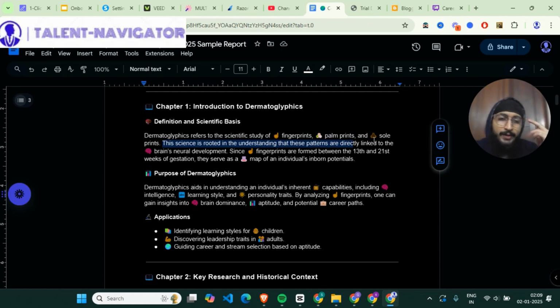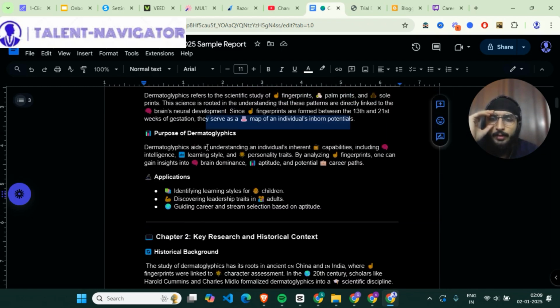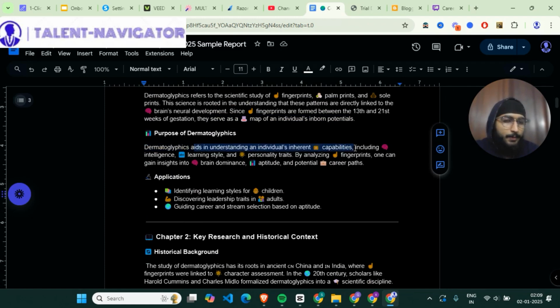Since fingerprints are formed between the 13th and 21st weeks of gestation, gestation is basically the period between conception and birth of the child. So basically, fingerprints are formed between the 13th and 21st weeks of gestation. They serve as a map of an individual's inborn potentials. Purpose of dermatoglyphics: it aids in understanding an individual's inherent capabilities, including intelligence, learning style, and personality traits. By analyzing fingerprints, one can gain insights into brain dominance, aptitude, and potential career paths.